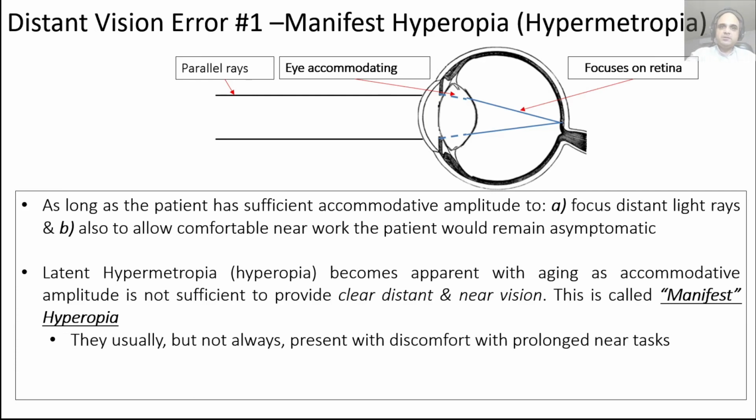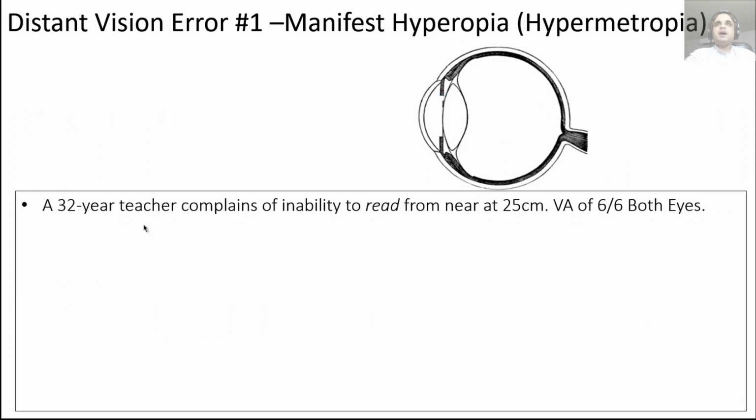Although this is a distant refractive error, hypermetropes usually, not always, present with difficulty in, or discomfort is a more appropriate word, with near tasks, in spite of the fact that this is a distant refractive error. And we'll see why that is in a bit. And let's take this example to explain why this happens.